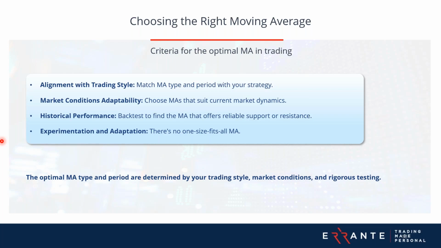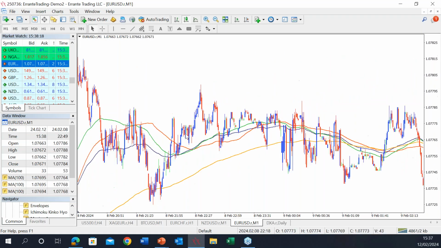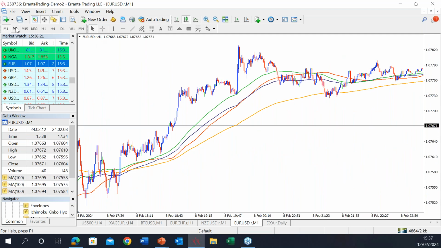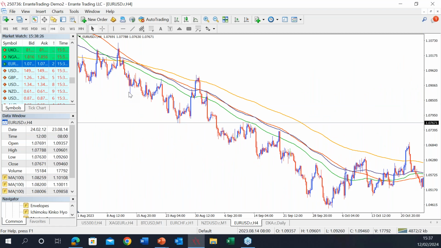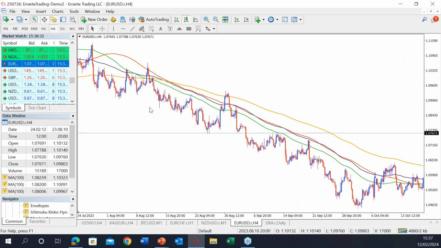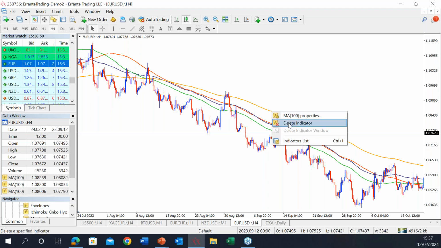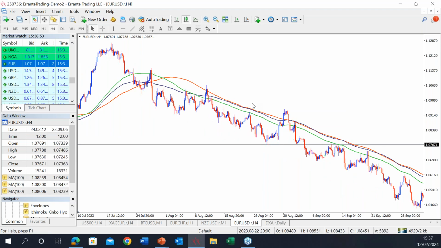For example, if you look at the chart here, I have the Euro USD, let's go to the H4 time frame. If you want to choose the best moving average, you need something very close to the market. In that case, you have the linear weighted, or the exponential moving average, or even a simple moving average. But we might prefer to somehow leave this smoothed moving average out of the chart.